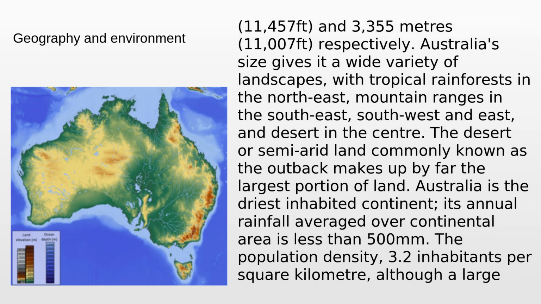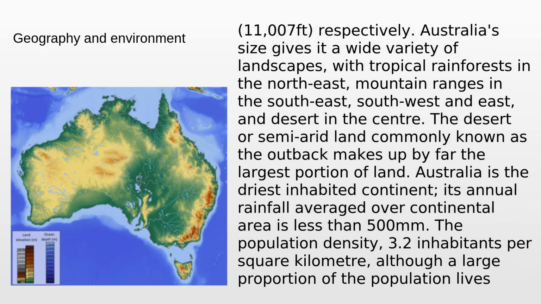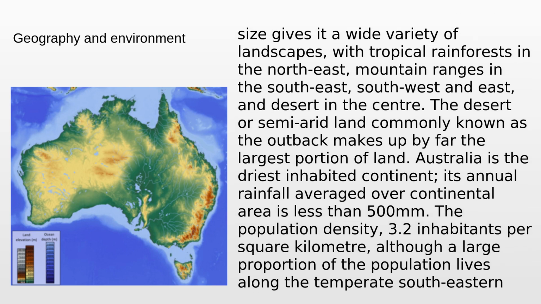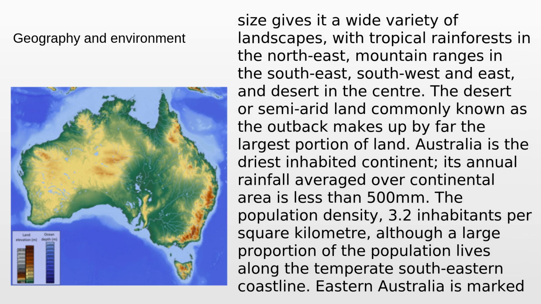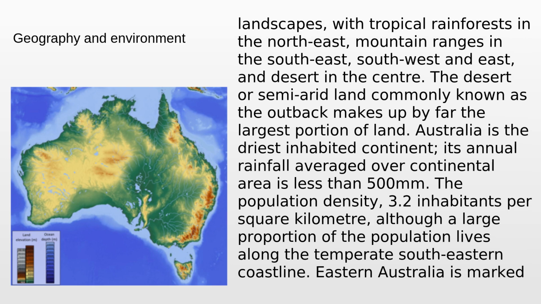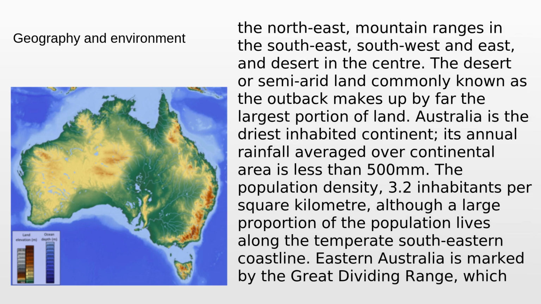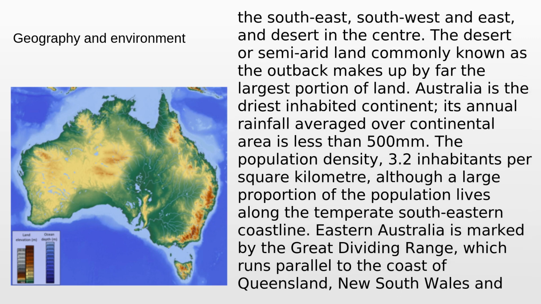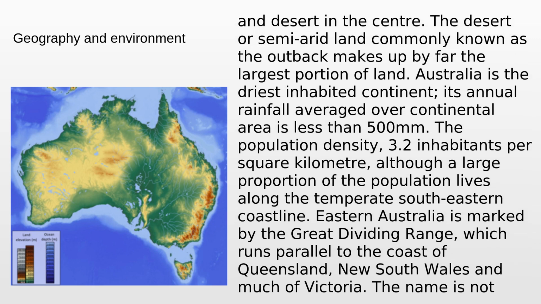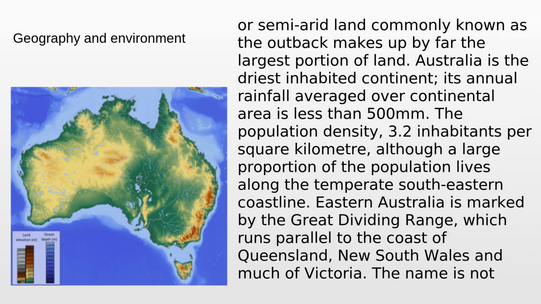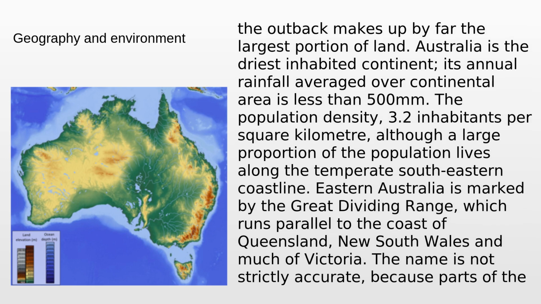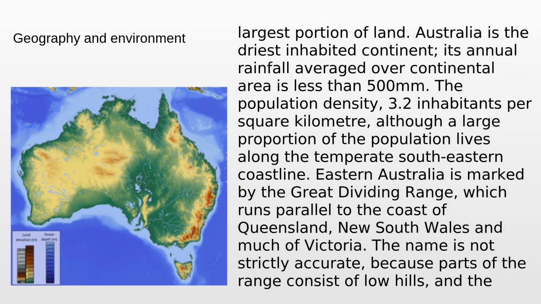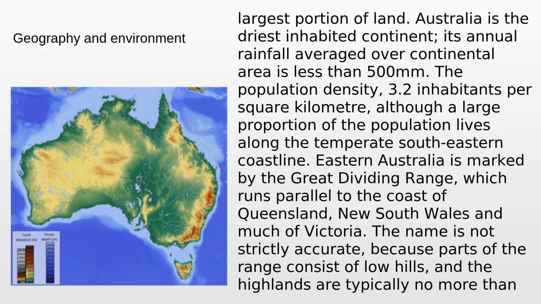Even taller are Mawson Peak, on the remote Australian external territory of Heard Island, and, in the Australian Antarctic Territory, Mount McClintock and Mount Menzies, at 3,492 meters, 11,457 feet, and 3,355 meters, 11,007 feet, respectively.